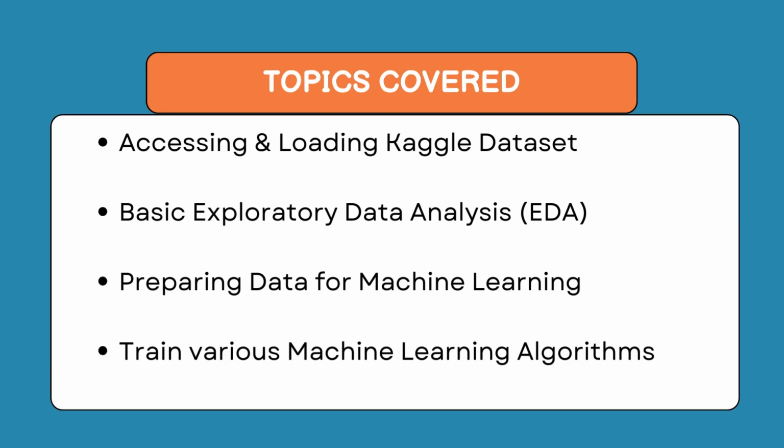And that's the end of the video. Just a quick summary of the topics that we have covered. We have looked at how to access and load the Kaggle dataset into Google Colab. Then we have also done some basic exploratory data analysis, and data pre-processing for machine learning. And lastly, we've also covered the training of the various machine learning algorithms from the scikit-learn library.